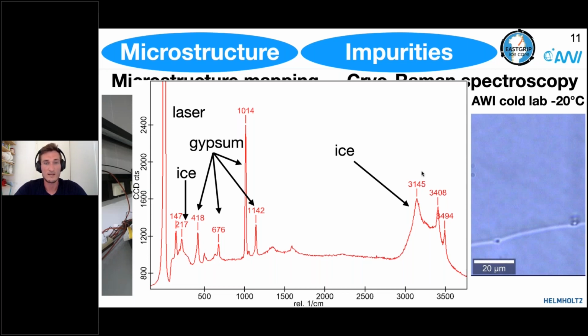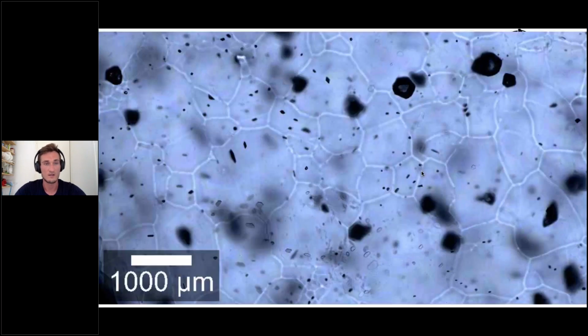You have small ice peaks at 217 and the big one at 3145. And then the peaks in between you have to calibrate and then you have to identify them. And this example peak here is gypsum, so calcium sulfate.